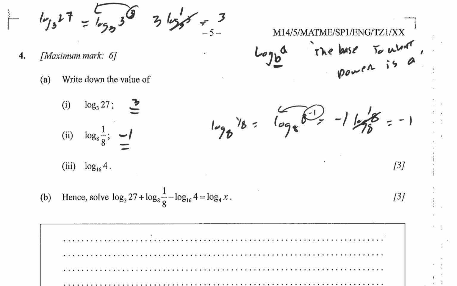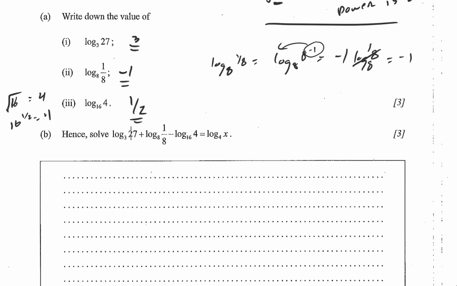And this last one here, same idea, right? The easiest way to do it is this way. The base to what power equals that. So right here, you're like, 16 to what power equals 4? How do I get 16 to be 4? And that's with the square root. If you remember, a square root is a 1/2 power. So this answer here is just 1/2. 16 to the 1/2 equals 4.